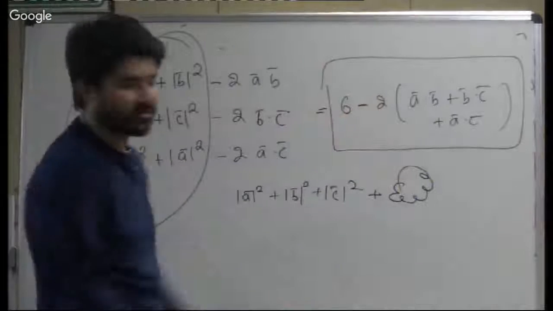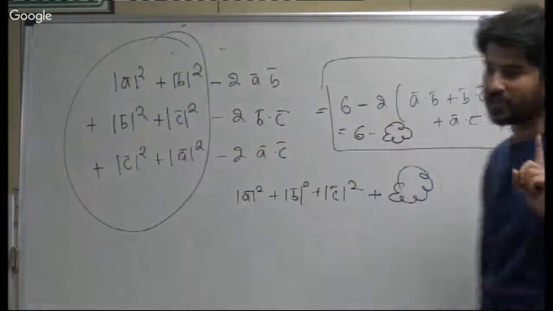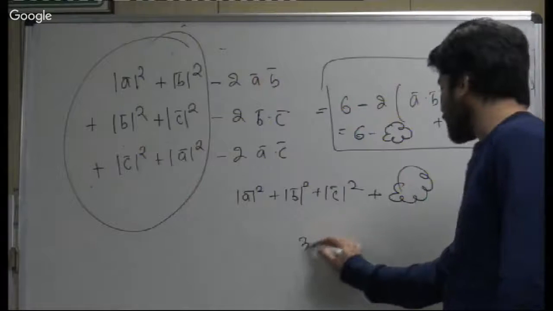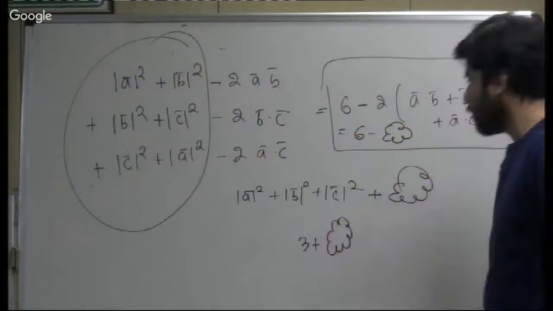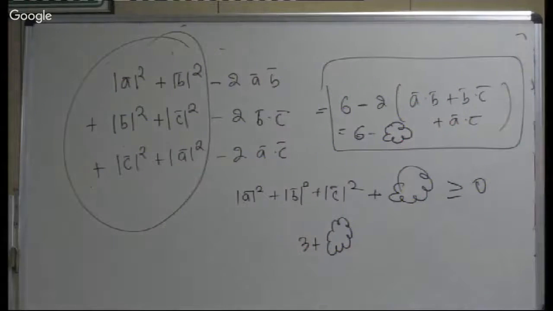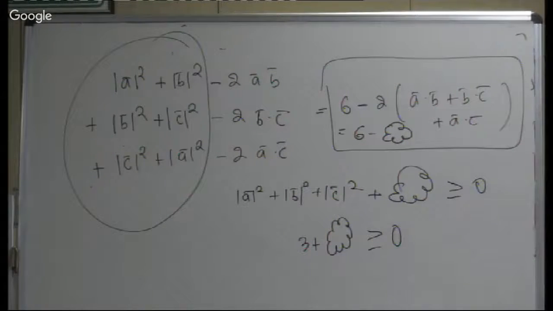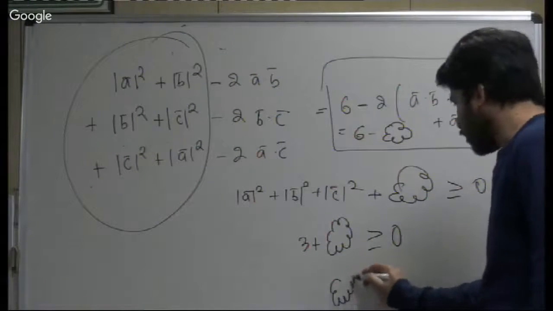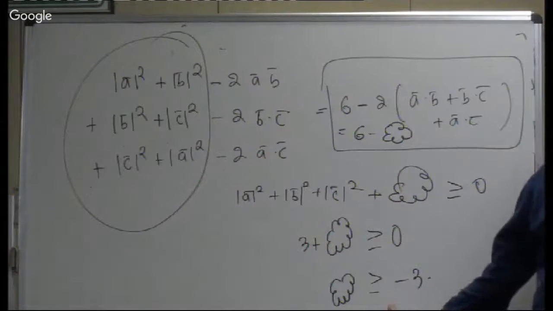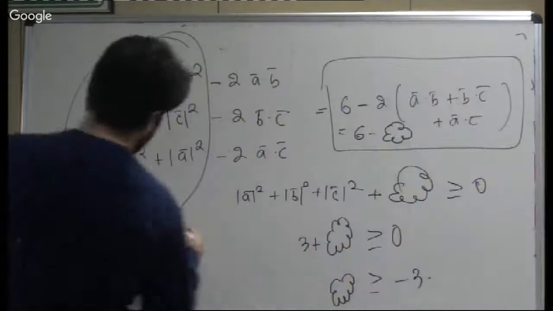Okay, 6 minus the cloud. Okay, I have to maximize 6 minus the cloud, right? What is mod A square plus mod B square plus mod C square? 3. 3 plus the cloud. Okay, it will always be greater than or equal to 0. Understood? Because it's a positive quantity. So the cloud will always be greater than or equal to minus 3. If I multiply minus on both sides, what happens to the inequality? Reverses. So I can say minus the cloud.